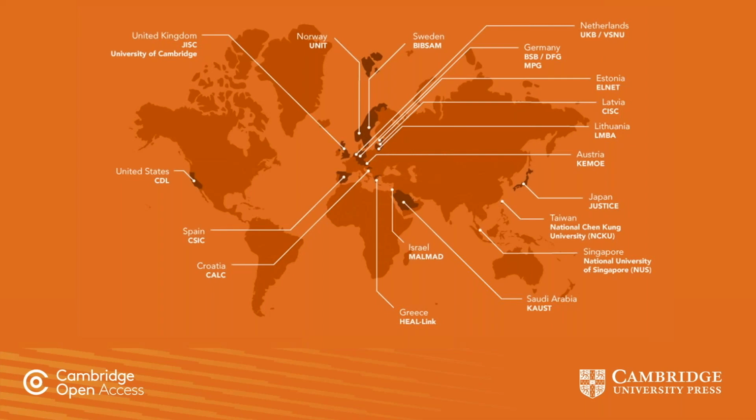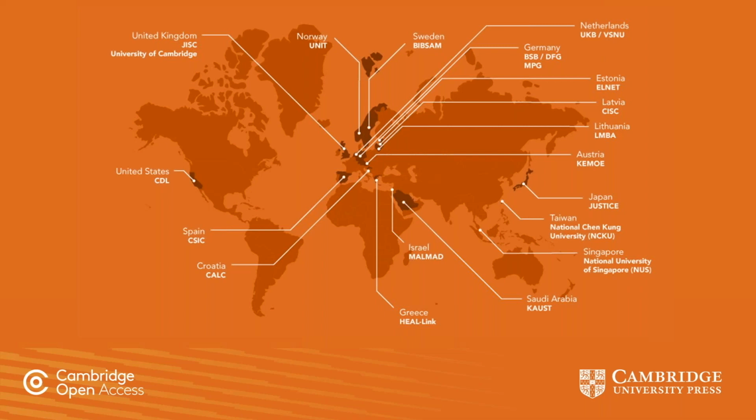This is where we've got to so far. These are the read and publish agreements that we have. So if you are in a country that is shaded dark on this chart, then there's a good chance that you have the ability to publish open access in the majority of Cambridge University Press journals, and it would be worth exploring that in great detail.